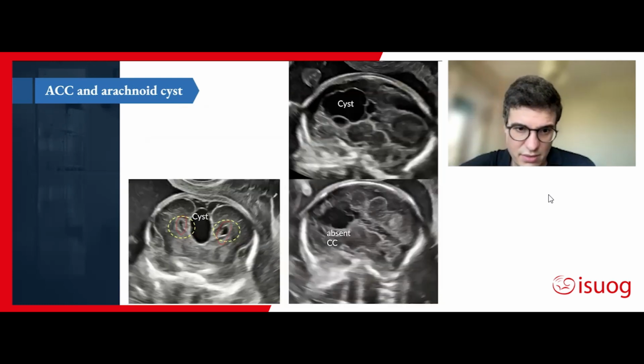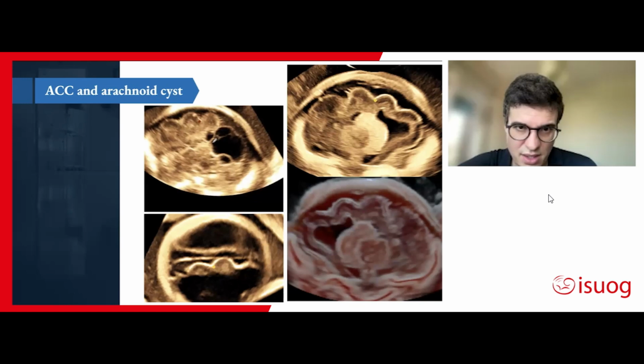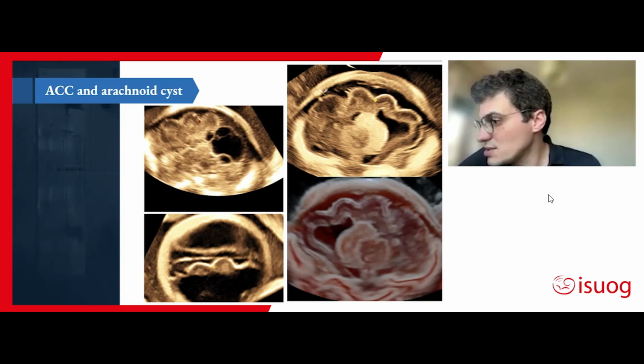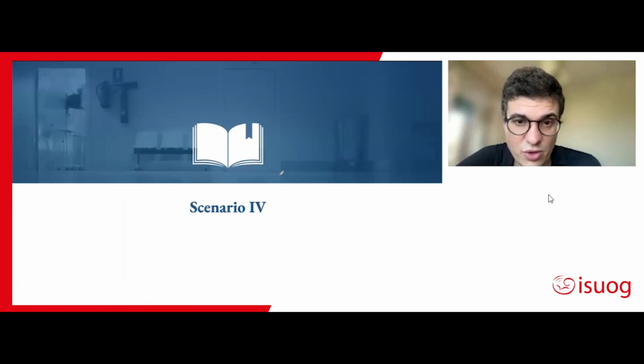This is a 3D. Of course, you can see the arachnoid cyst. You also see this convolution of the cortical surface of the brain, which is a common sign in fetuses with agenesis of the corpus callosum. Let's go and see another case.